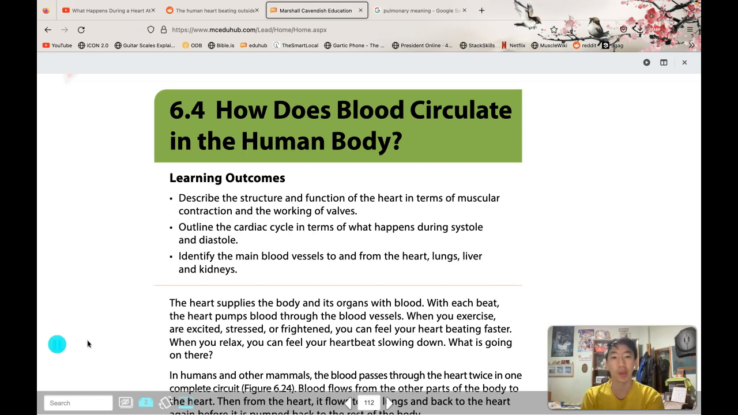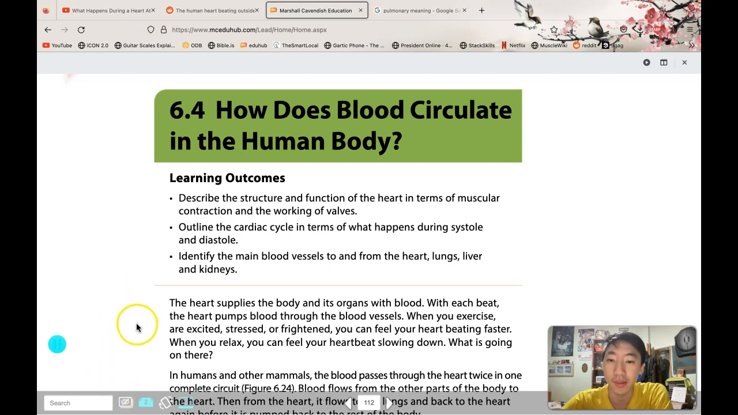Hello, good evening, and today we are going to talk about how blood circulates through the human body. Okay, so learning outcomes. Describe the structure and function of the heart in terms of muscular contraction and the working of valves. Outline the cardiac cycle in terms of what happens during systole and diastole. Identify the main blood vessels to and from the heart, lungs, liver, and kidney.